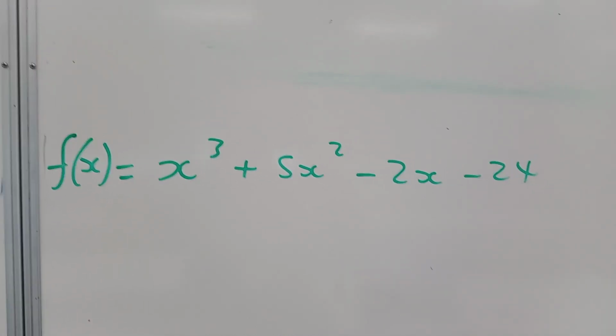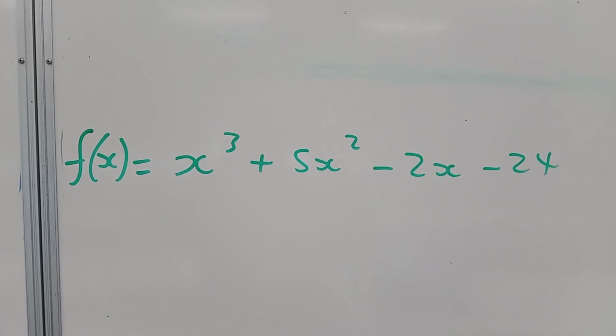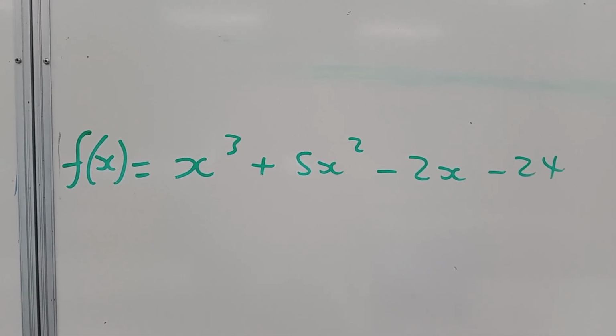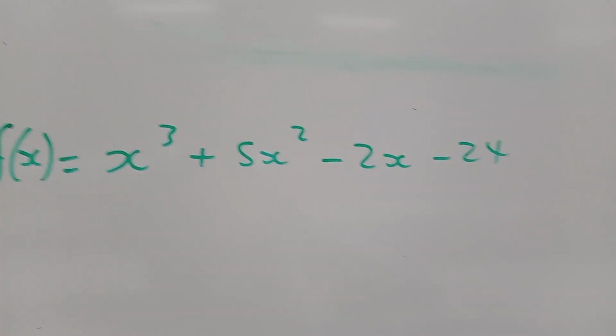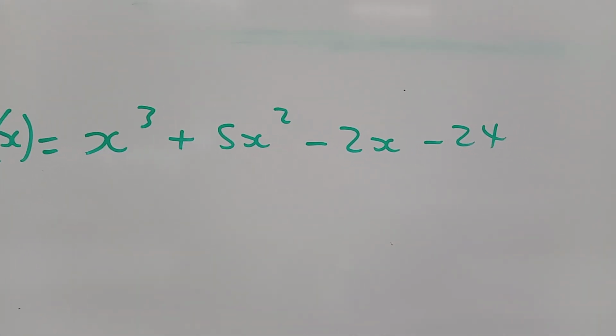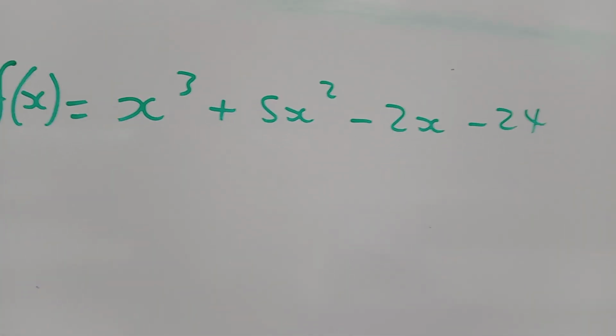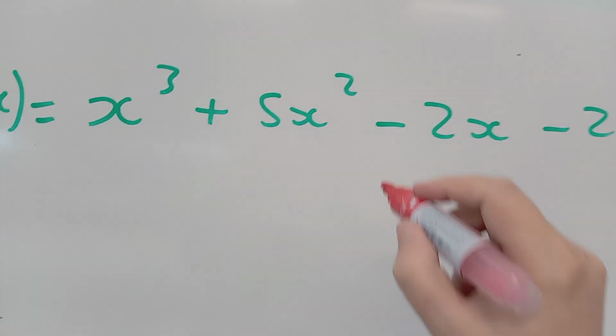Okay, so here we have a function. Function of x equals x cubed plus 5x squared minus 2x minus 24. Now that minus 24, that's where we start. Okay, so we want our factors of 24.